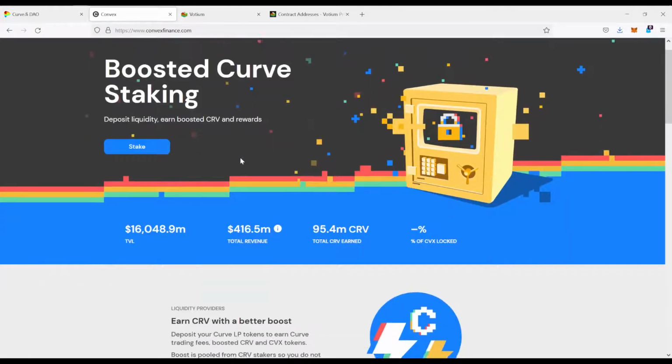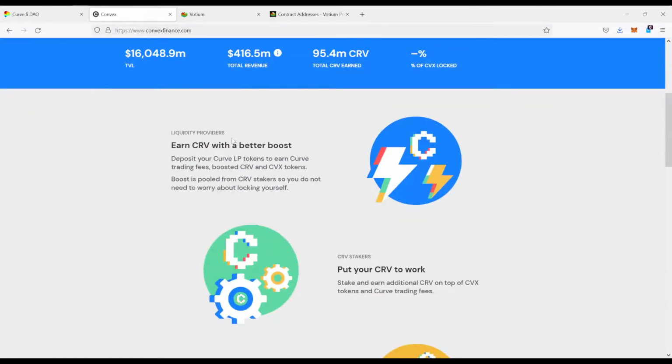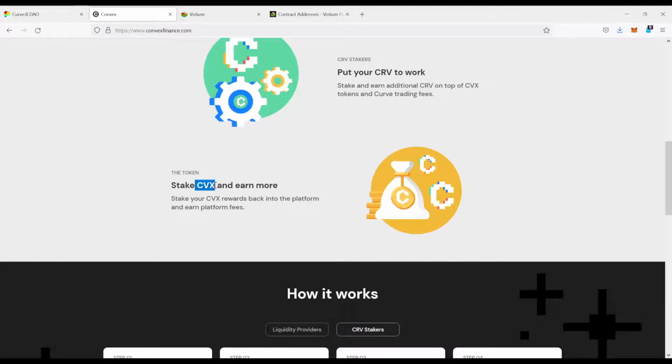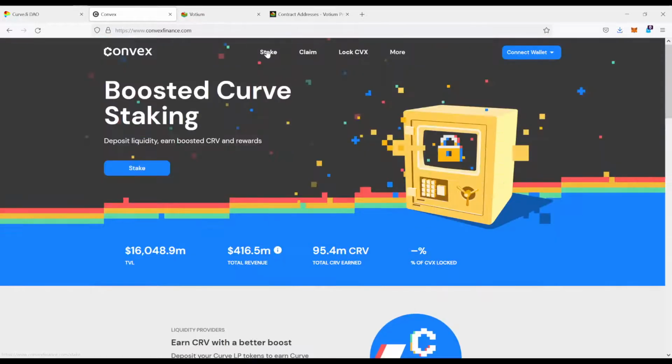What else you could do is you could come over here to Convex. Now, important to know is that one CVX, which is the token of Convex, controls 4 CRV tokens, okay? So buying one CVX basically is the same as buying 4 CRV tokens, okay? So this is number one.